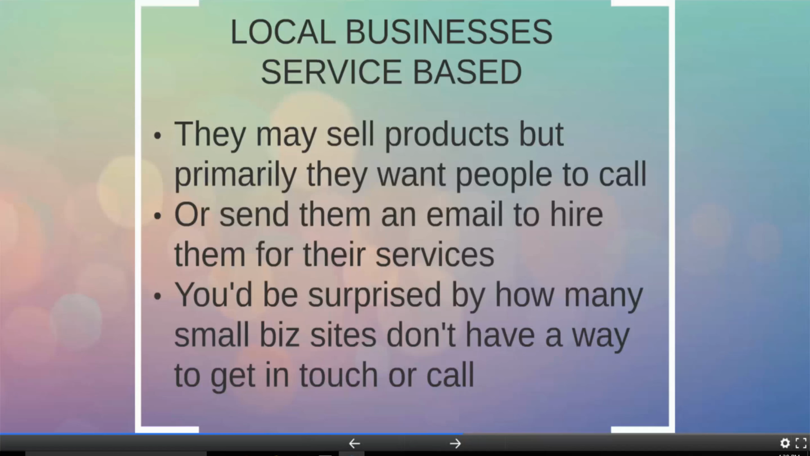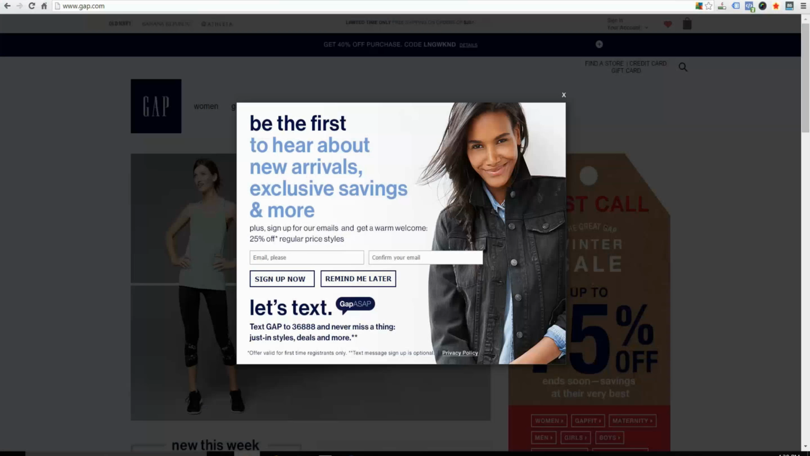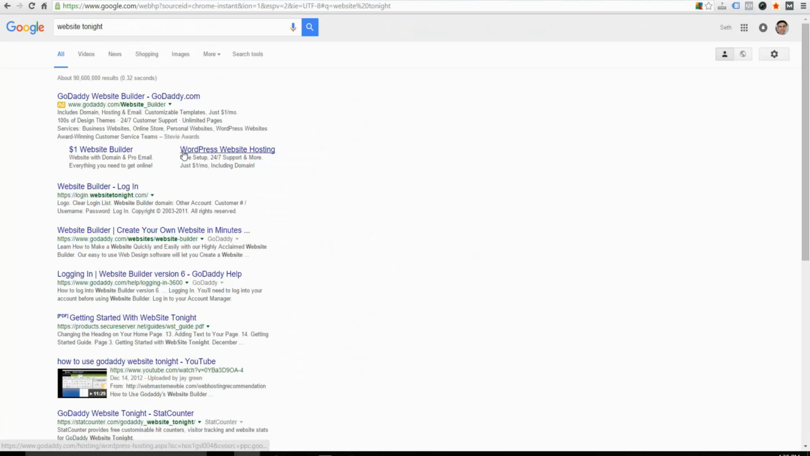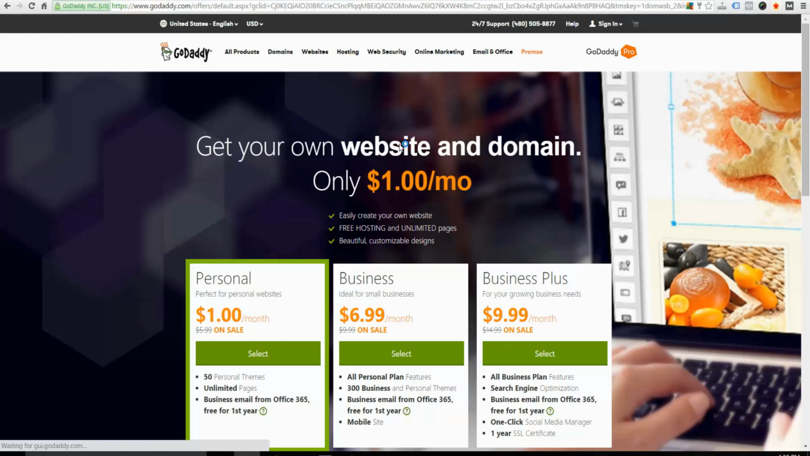But they also want someone to either give them a call or send them an email to hire them for their services. And you'd be surprised by how many small business sites don't have a way to get in touch or call. That's why there's still so much business available to help local businesses with their websites. What happens a lot of the time is someone will do a website tonight type thing with GoDaddy, or they'll hire a web designer, and they get a website that looks okay, but it doesn't have the marketing. It's not good from a marketing standpoint.